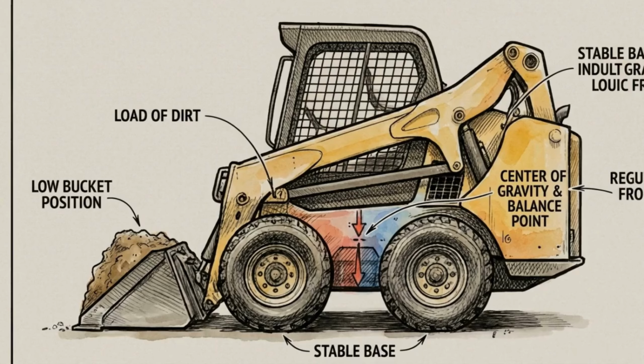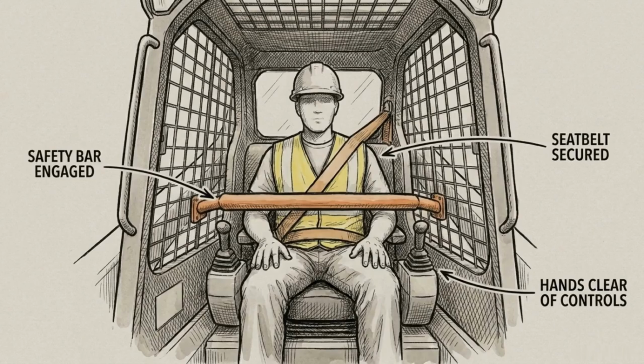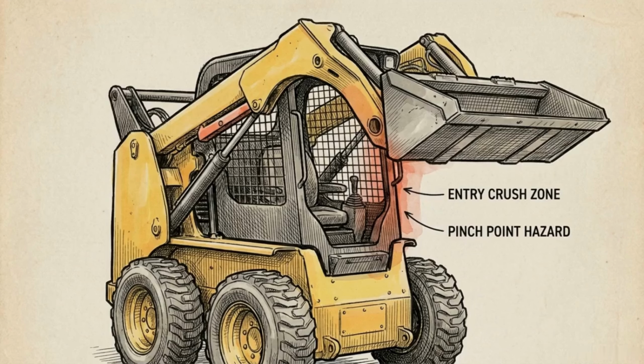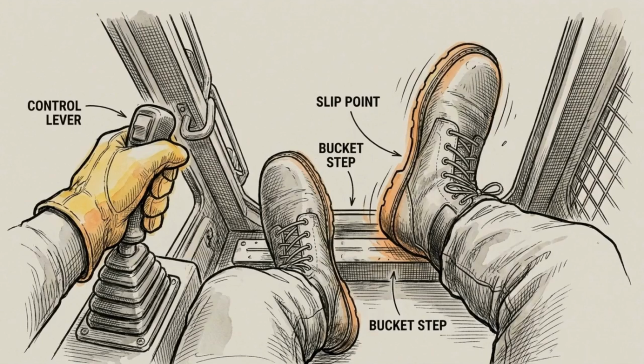Maintaining the machine's physical balance point is the foundation for safety, but operational control cannot begin until you are safely inside the cab. Front entry loaders create a unique pinch point hazard. If you slip while stepping over the attachment and grab a control lever, the lift arms can drop onto you before you reach the seat.